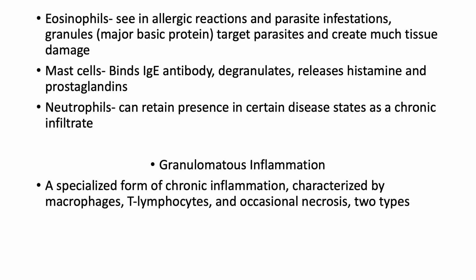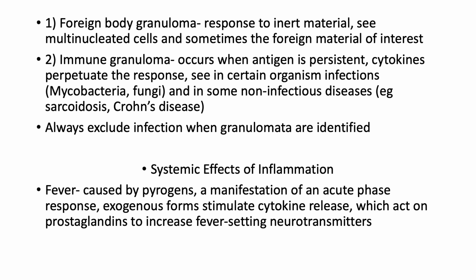Another type of inflammation is granulomatous inflammation. This is a specialized type of chronic inflammation characterized by macrophages, T lymphocytes, and occasional necrosis. There are two types. The first of these are foreign body granulomata. These are responses to inert material. You see multinucleated cells and sometimes the foreign material of interest.